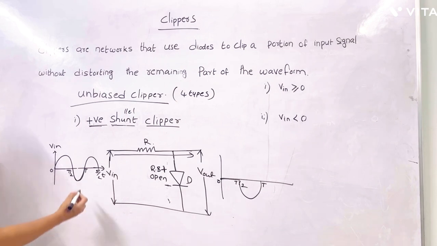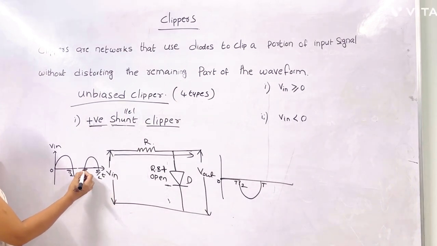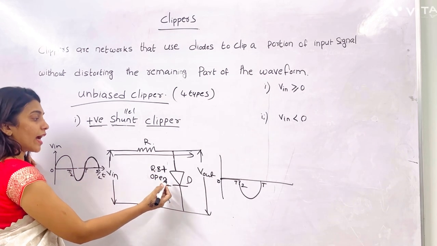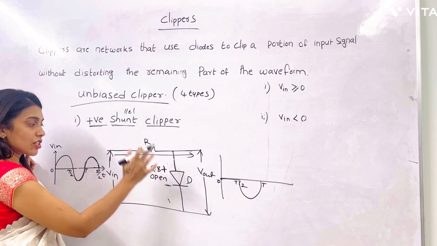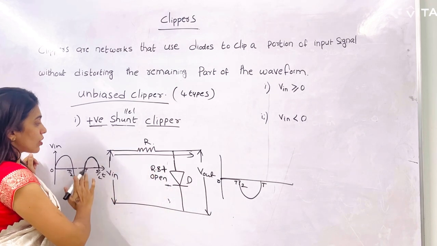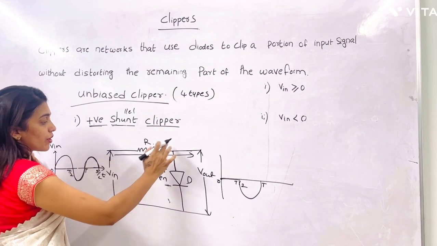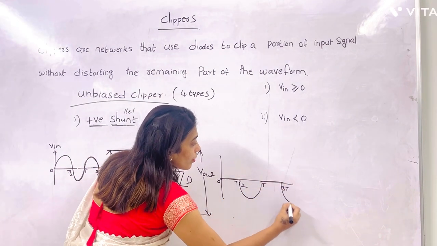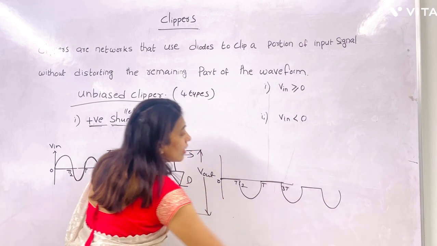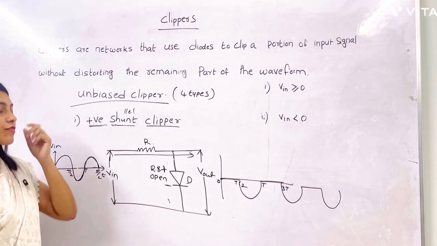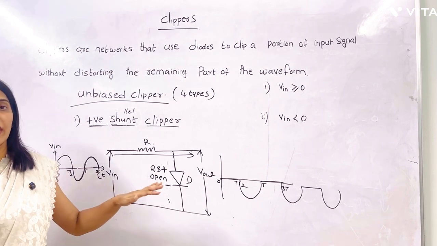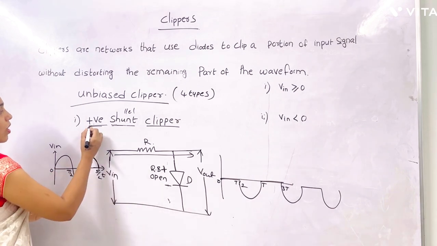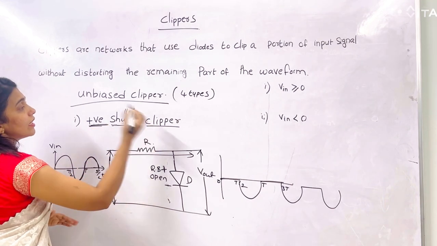Next, T to 3T/2, again the same positive peak. When the positive peak is given to the positive terminal of the diode, it goes to forward bias condition and acts like a closed switch. Then the input is shorted to ground, so obviously in this situation we cannot get the output. In this way we get the output: during negative halves only we get the output, and the positive peaks are clipped off. That is why this total circuit is called a positive shunt clipper.